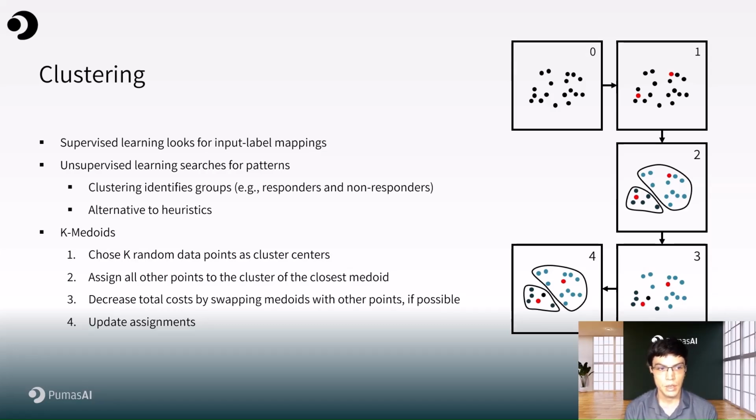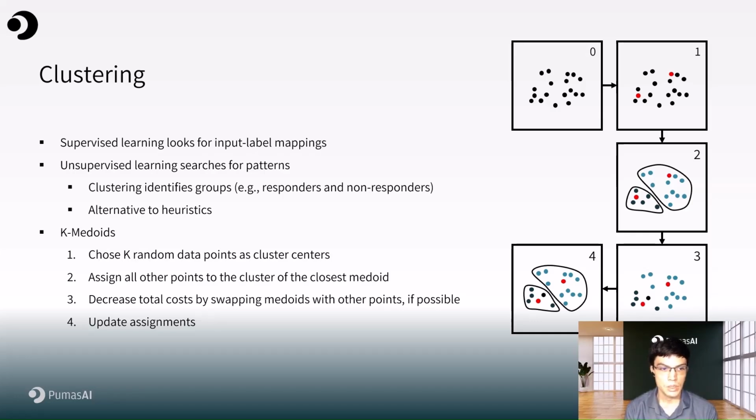And on the next step, you assign all other points to the cluster with the closest medoid. So in square 2, you can see that the remaining points were split into groups according to which red point is the closest one. And I assigned here different colors and also separated them in the figure.